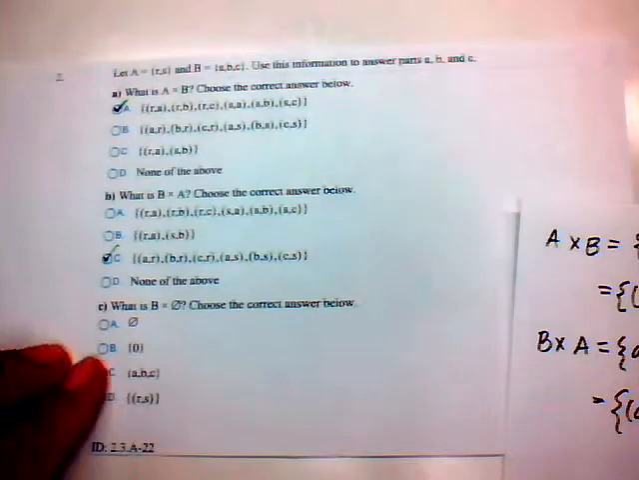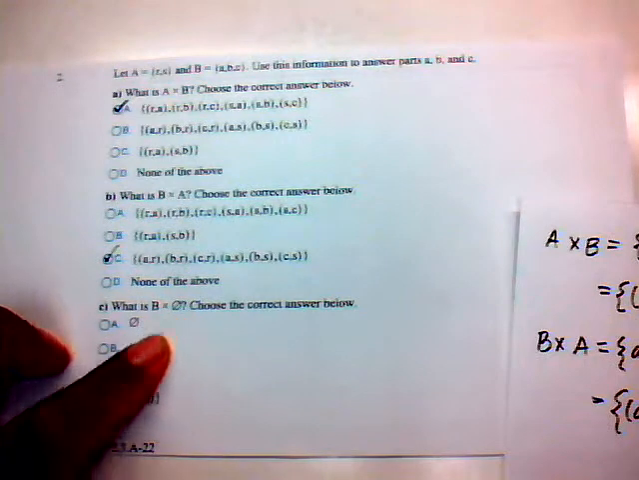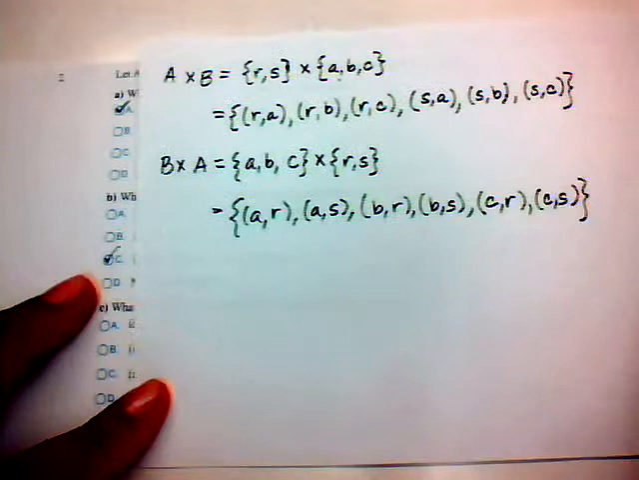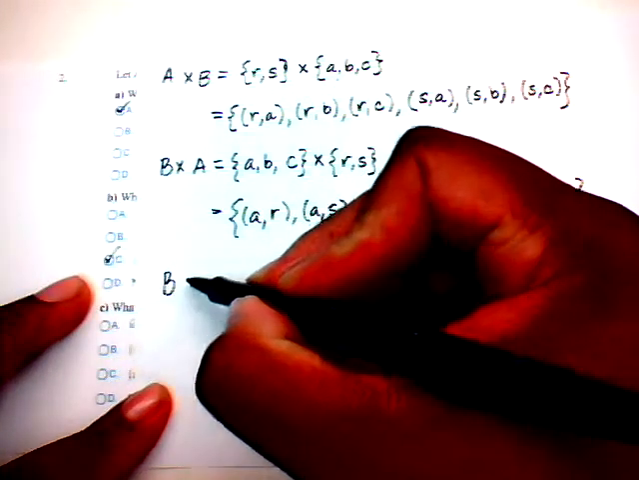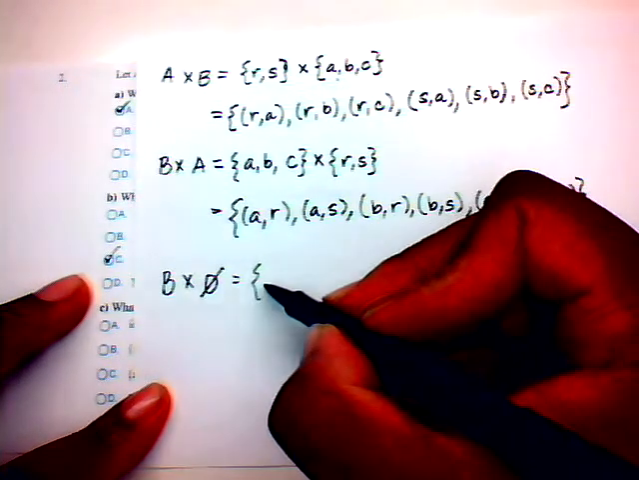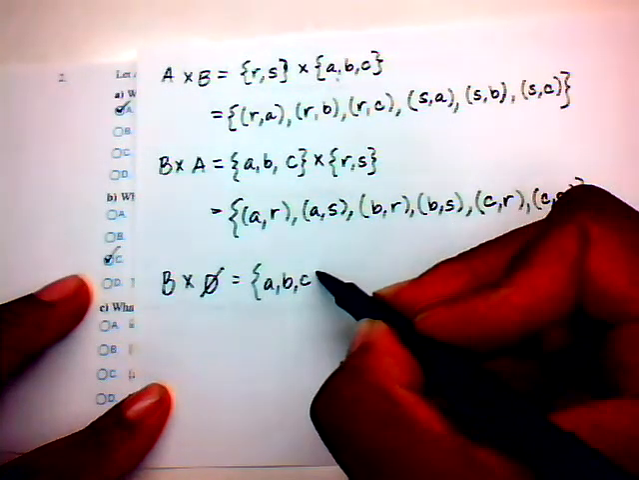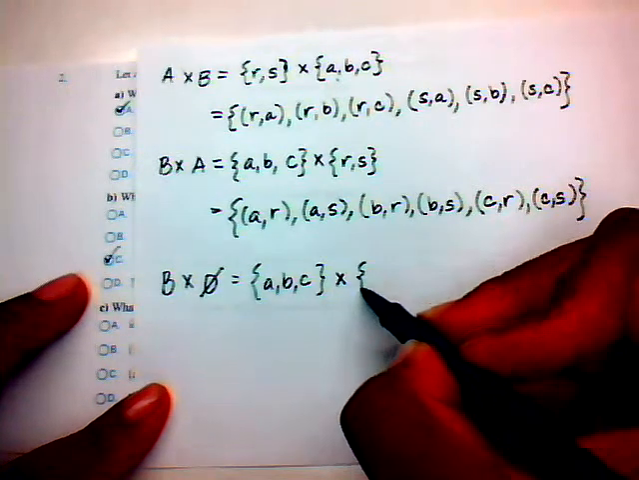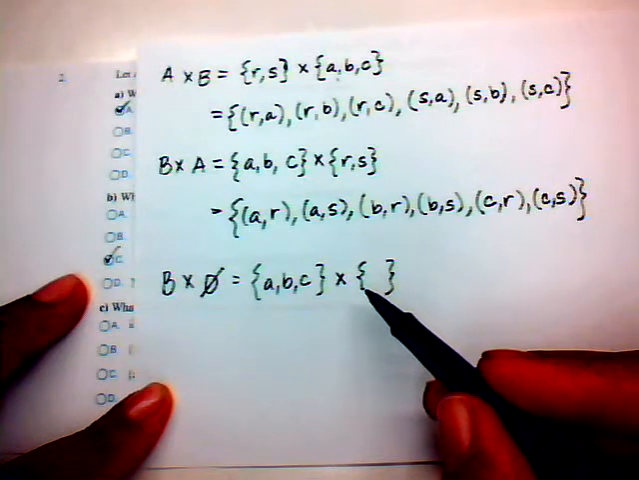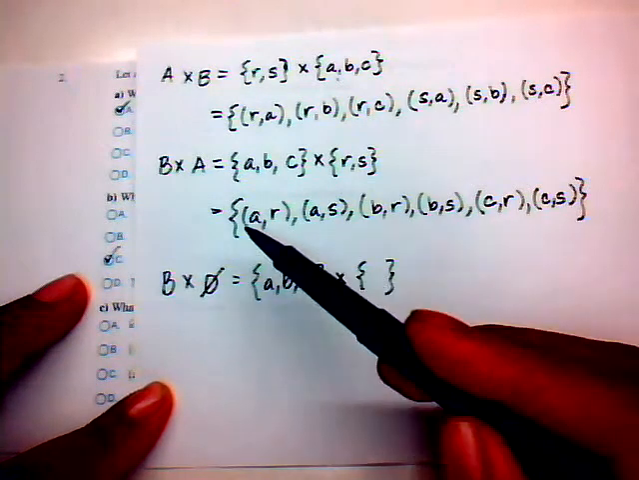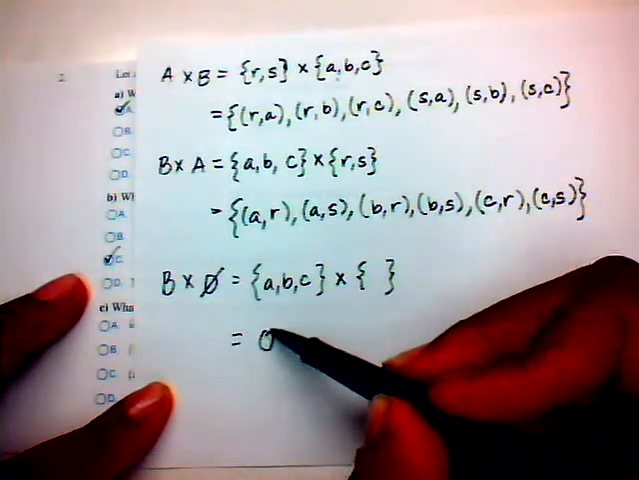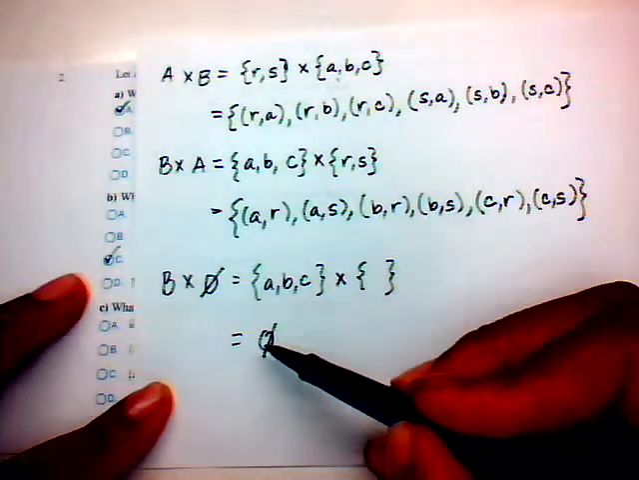And then part C, what is B cross the empty set? Well, B is of course {A, B, C}, and the empty set is this, the braces with nothing in it, okay? If you take the cross product of any set with the empty set, you're always going to get the empty set.